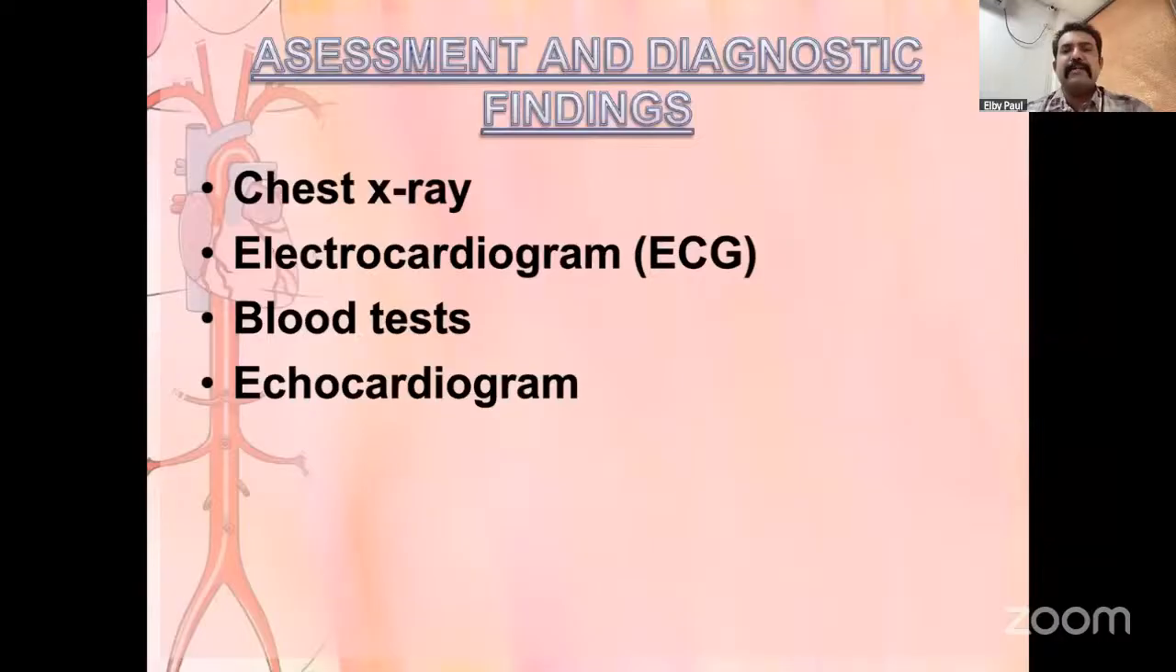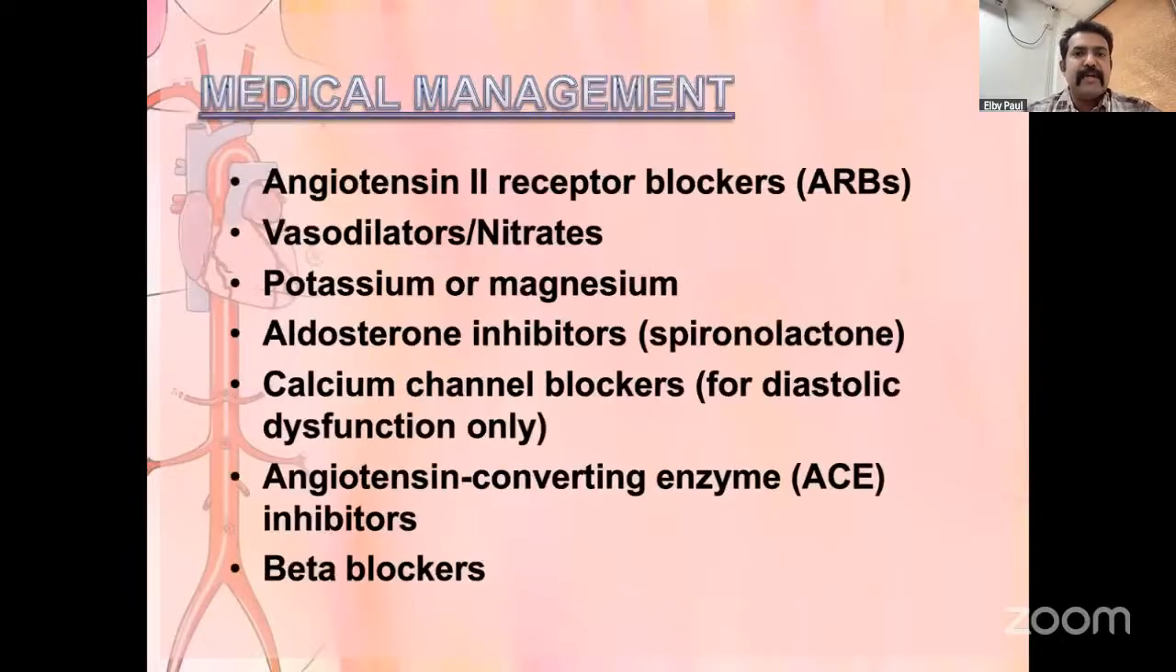Assessment, diagnostic, again chest X-ray, there will be an enlarged heart वहां पे आपको दिखेगा, और ECG, ओके, वाइड QRS कॉम्प्लेक्स वहां दिखेगा. ब्लड टेस्ट, आपको ब्लड टेस्ट में कार्डियक एंजाइम्स वगैरह आप चेक कर सकते हैं, और इकोकार्डियोग्राम, again हार्ट में कोई वाल्व का डिजीज कंडीशन है, any type of valve stenosis और समथिंग लाइक दैट we can see in the echocardiogram. Okay, medical management, again, angiotensin receptor blockers, vasodilators, nitrates, potassium or magnesium, aldosterone inhibitors, calcium channel blockers, angiotensin converting enzymes, beta blockers are the medical managements.